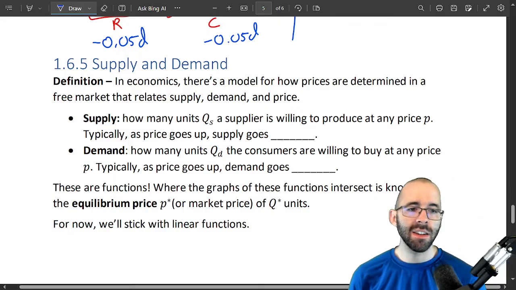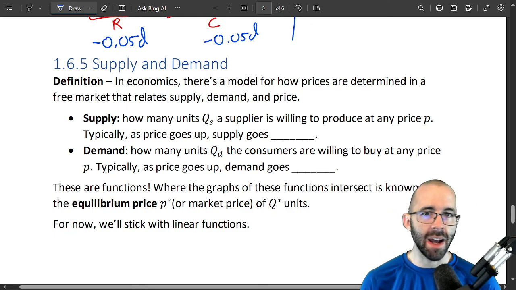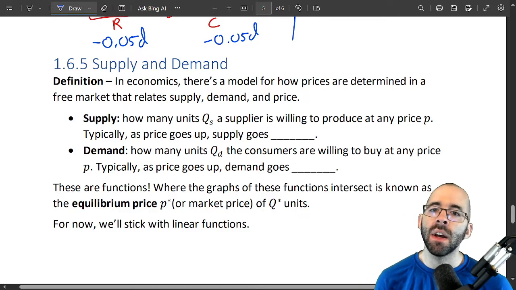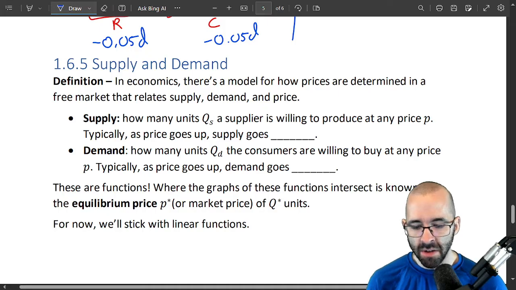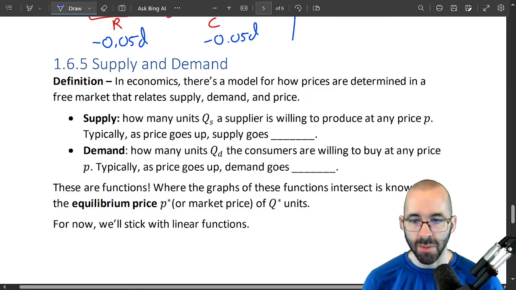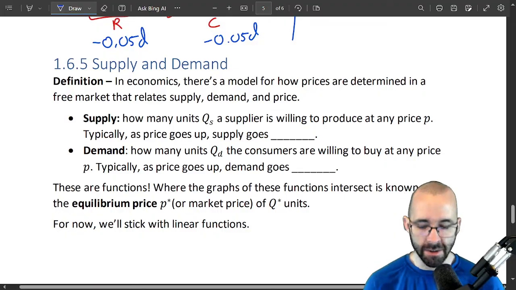We're going to start talking a little bit about economics. I'm not an economist, just general mathematical knowledge of economics, and that's all you need as well. So in economics, there's a model for how prices are determined in a free market. That's important. That relates supply, demand, and price. All three of these things are related.